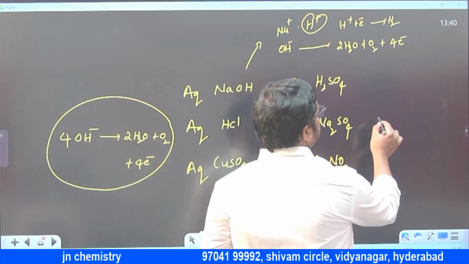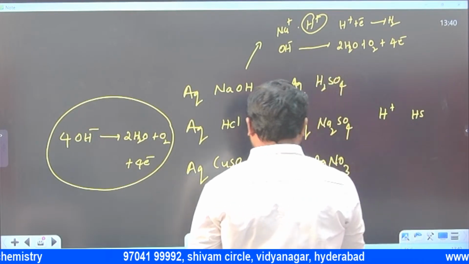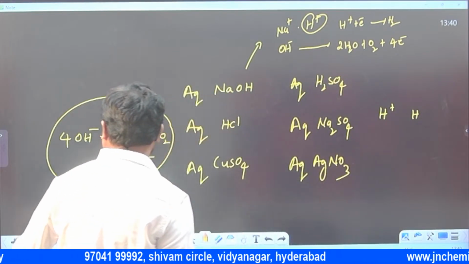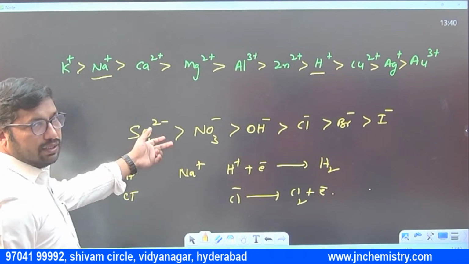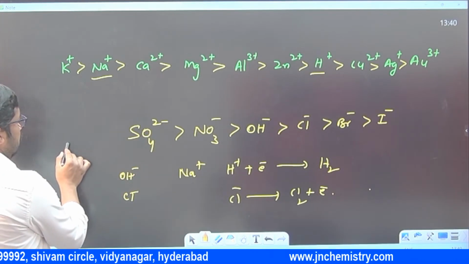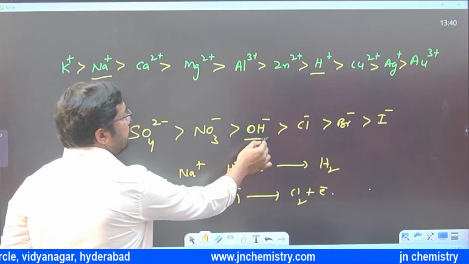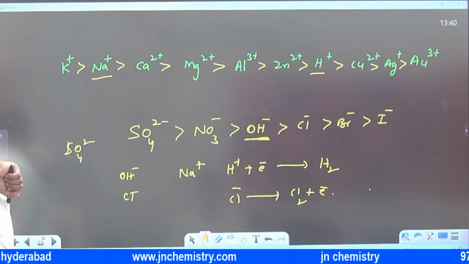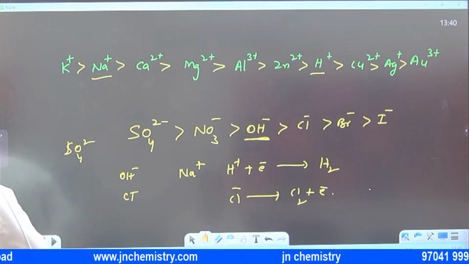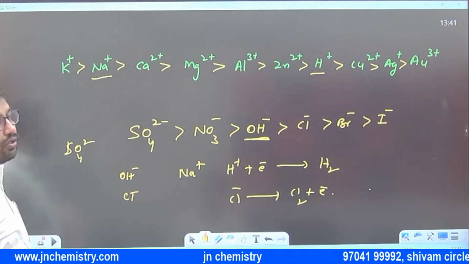H plus, HSO4 minus, or SO4 2 minus also we can take. I gave you the list, right? 2H plus and SO4 2 minus. We could take SO4 2 minus, but since OH minus is coming, by default we go with the OH minus. SO4 2 minus won't be discharged. 2H plus, right? 100% dissociated, strong acid.